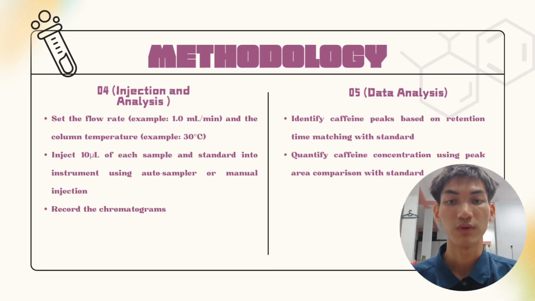Once everything is prepared, we adjust the flow rate, typically 1.0 microliter per minute, and set the column temperature to 30 degrees. We inject 10 microliter of each sample and standards using the autosampler or manually, and start recording the chromatograms. Finally, we analyze the data by identifying the caffeine peaks. We match the retention times with the standard and quantify the caffeine concentration by comparing the peak areas with the standard's known concentration. This is how we ensure precise results in our caffeine analysis.